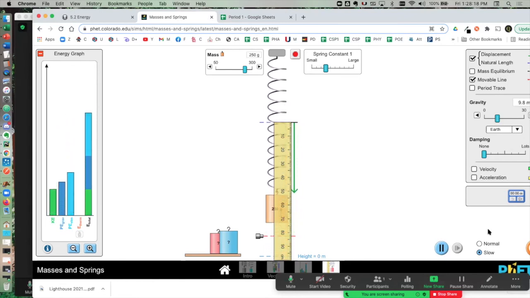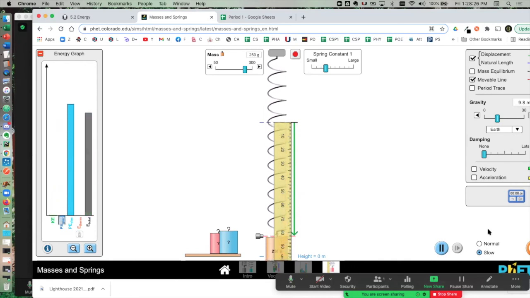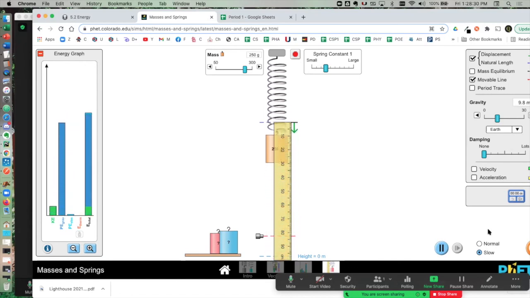So right in the middle there, there's all the kinetic, there's all the elastic, there's the potential, it goes away. But all three of those bars are all right there in that total amount the whole time.